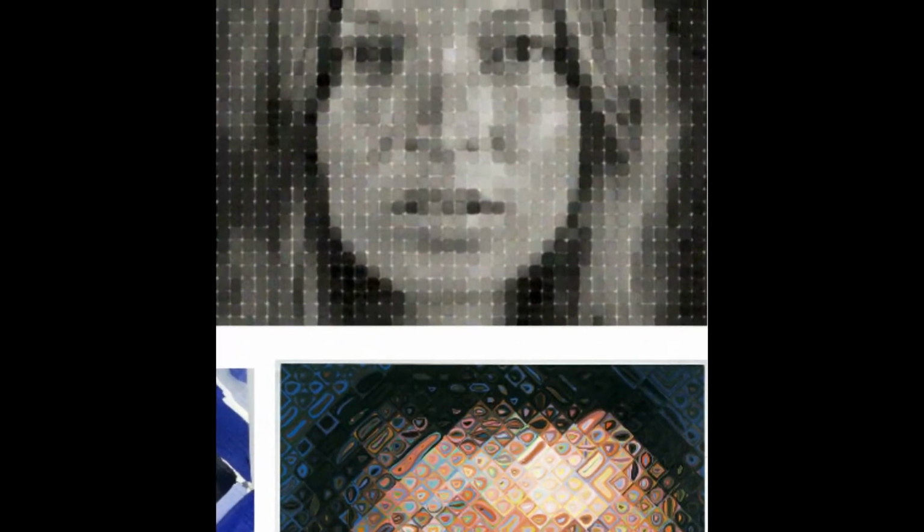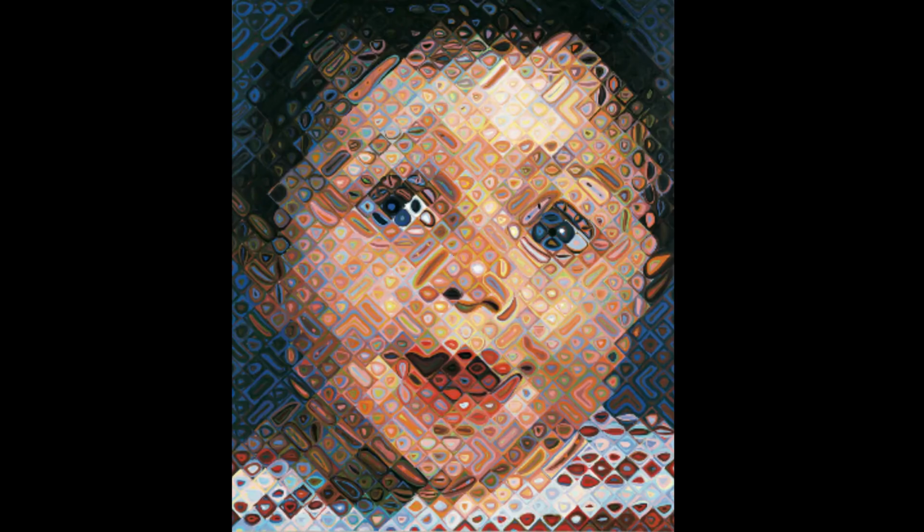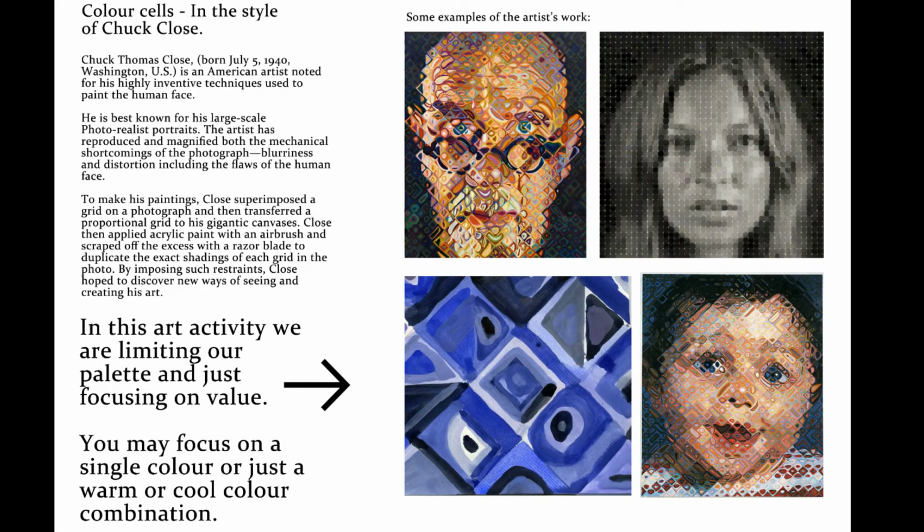The artist has reproduced and magnified both the mechanical shortcomings of the photograph, blurriness and distortion, including the flaws of the human face. To make his paintings, Close superimposed a grid on a photograph and then transferred a proportional grid to his gigantic canvases. Close then applied acrylic paint with an airbrush and scraped off the excess with a razor blade to duplicate the exact shadings of each grid in the photo. By imposing such restraints, Close hoped to discover new ways of seeing and creating his art.